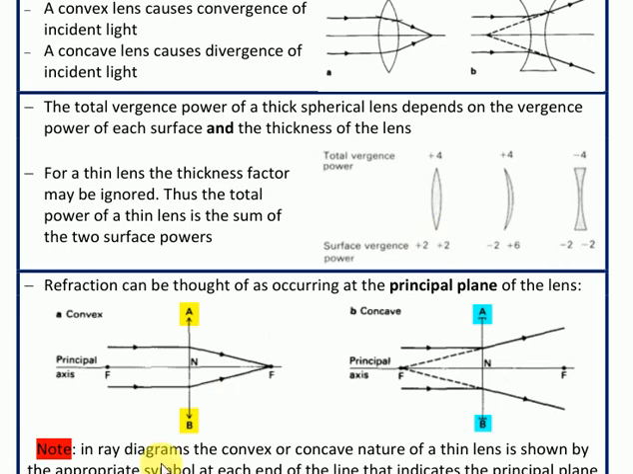Refraction can be thought of as occurring at the principal plane of the lens, and in these lens diagrams only the principal plane is shown. In ray diagrams, the convex or concave nature of the thin lens is shown by the appropriate symbol at each end of the line that indicates the principal plane.